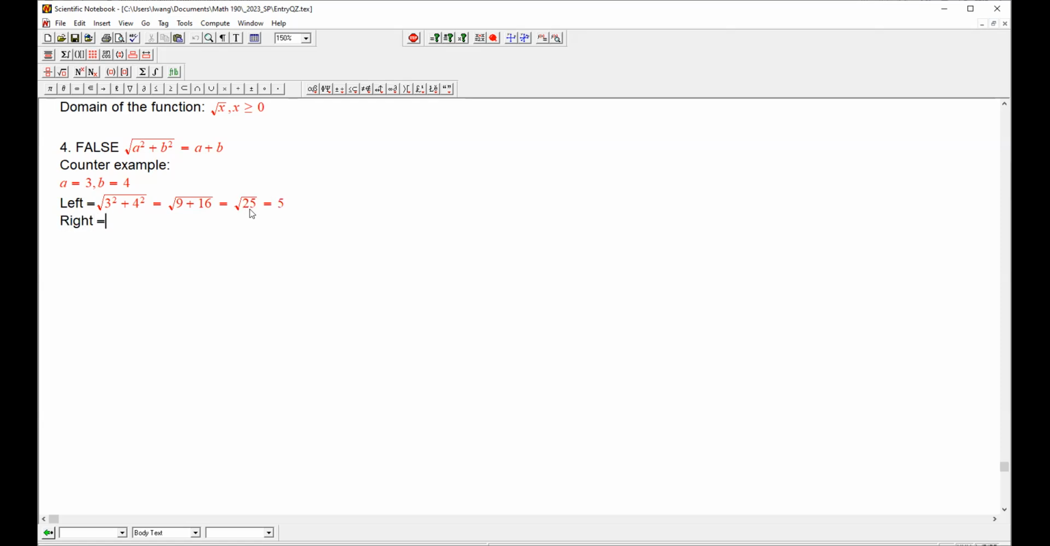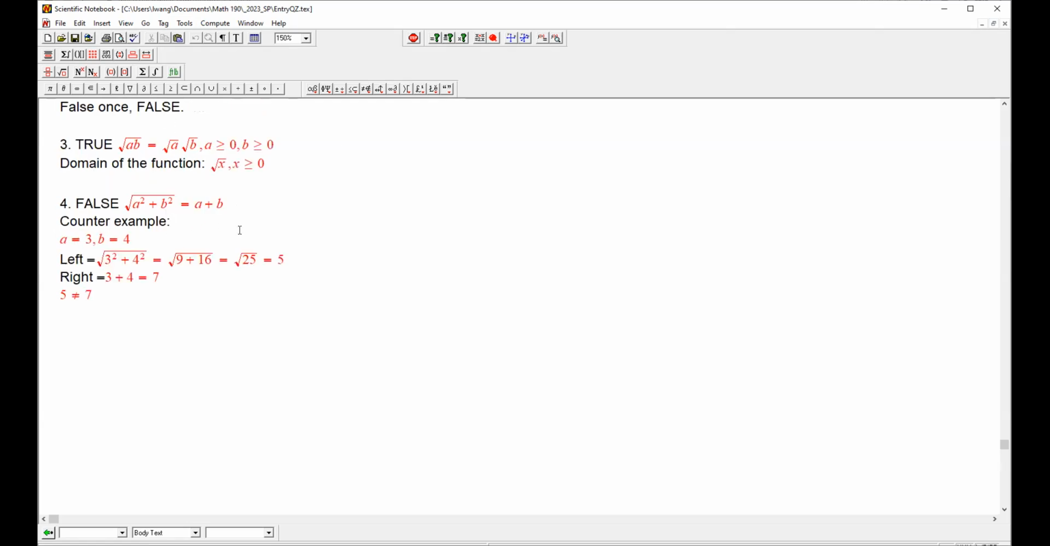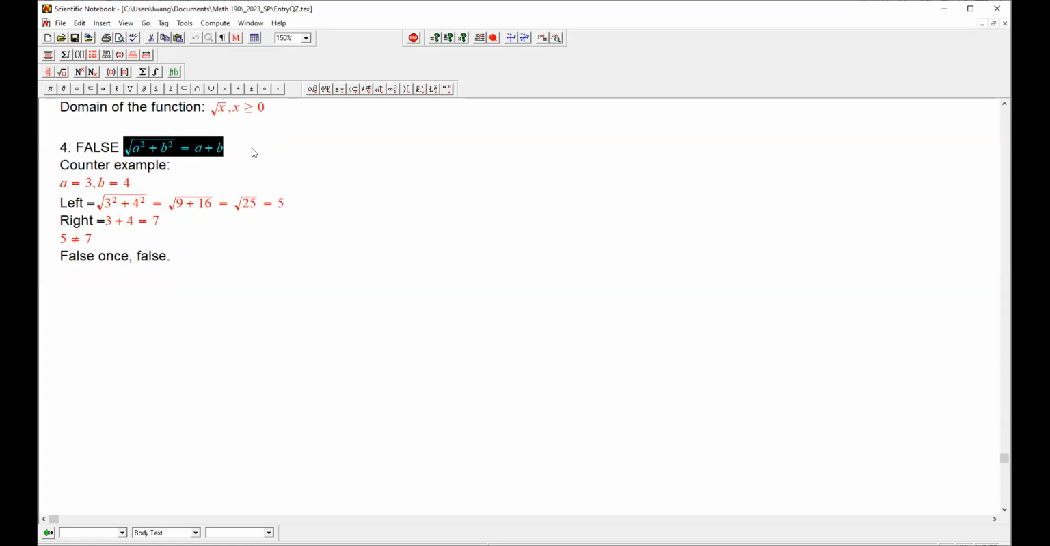And the right-hand side is A plus B. So that's 3 plus 4 equals 7. Right? So apparently 5 is not equal to 7. Thus, this statement is false once, so it's false. That's how we show this statement is false. I hope that when you're about to do this, you think about whether there could be a counterexample.